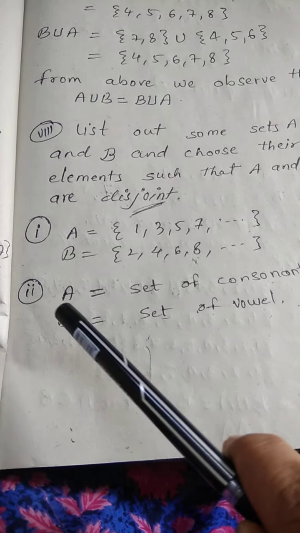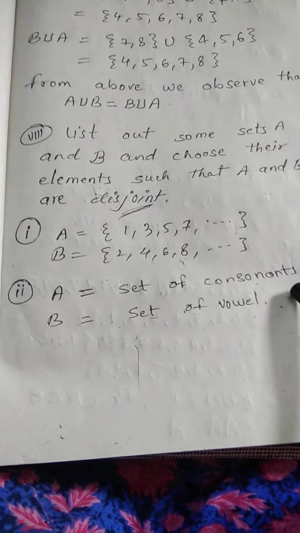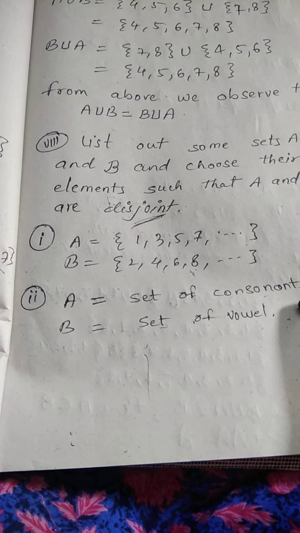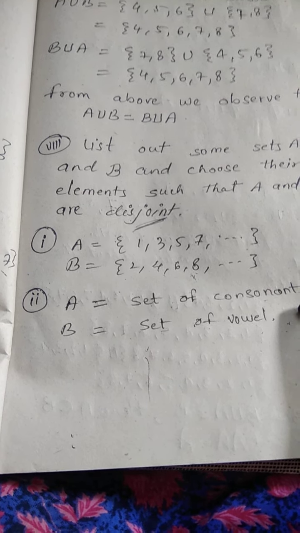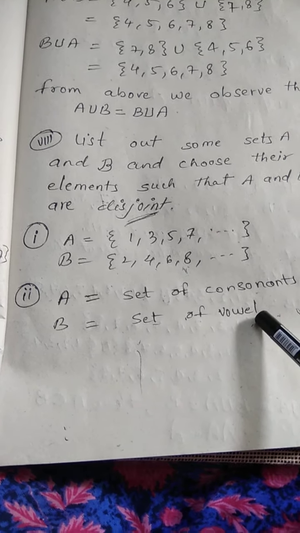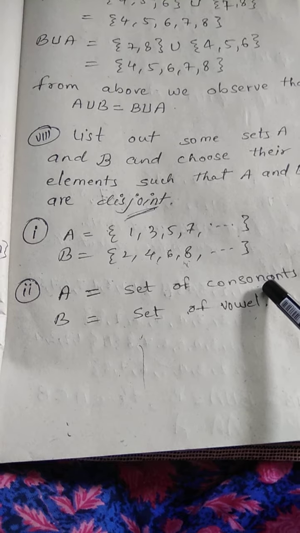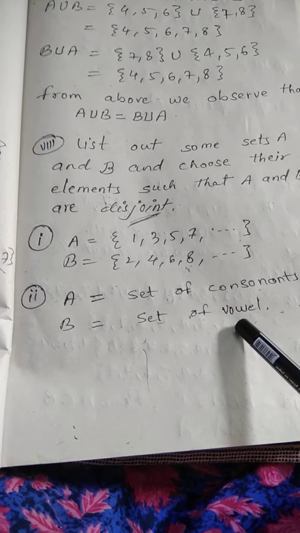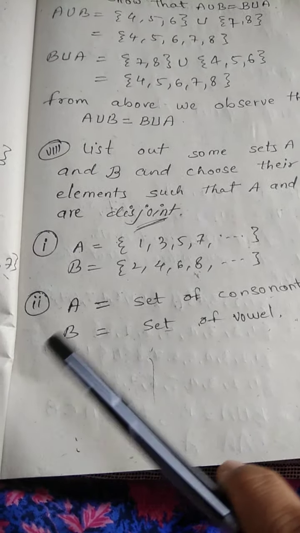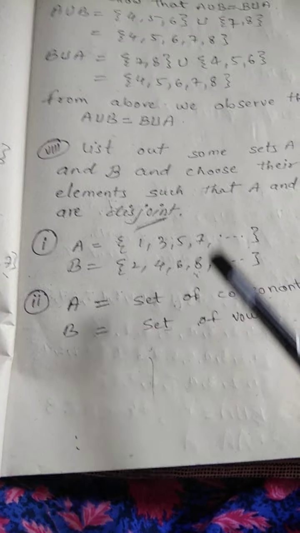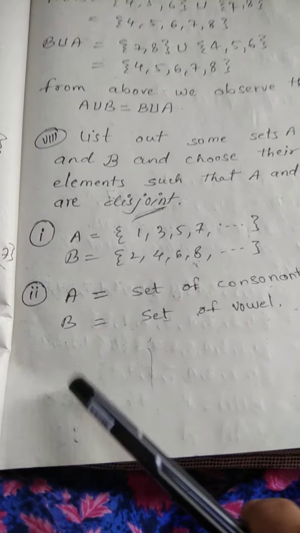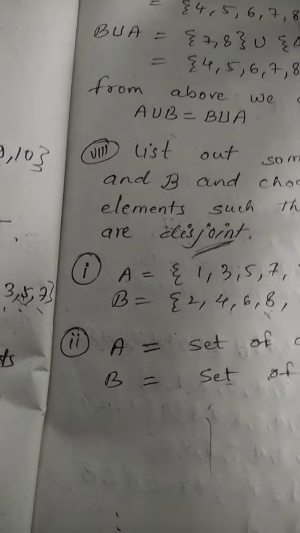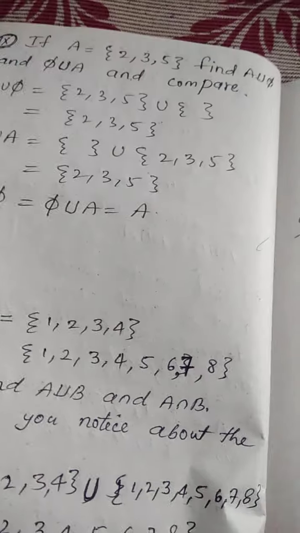Now, second example: A, the set of consonants in the English alphabet. A, E, I, O, U are vowels, and other than vowels, they are consonants. They are totally different, right? So this is also a disjoint set. I have written two examples. You write three more. That is my home assignment to you.